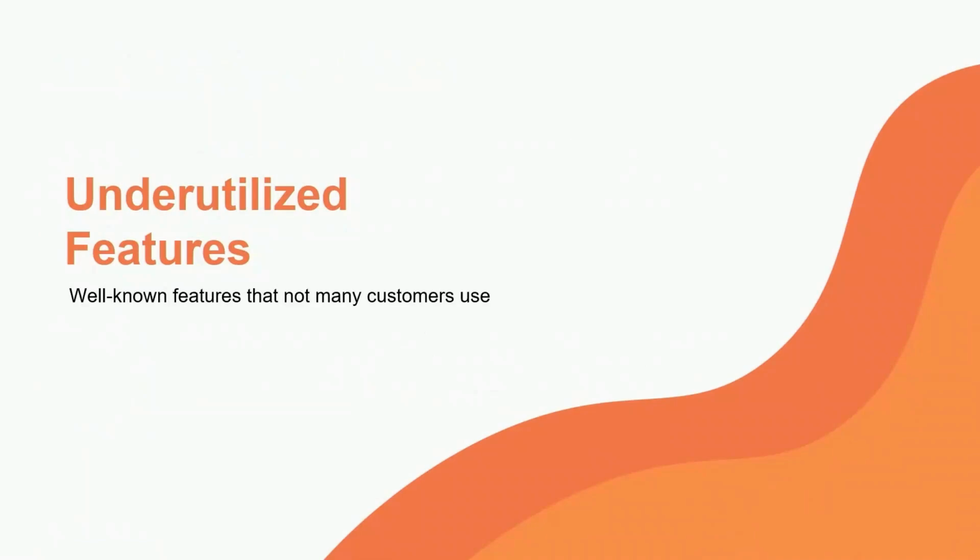So those were the hidden gem features that we wanted to discuss. Now we're going to hop on over to what we consider underutilized features. So hidden gems are features you may not have heard of. Underutilized features are features you've probably heard of, but may not actually use.